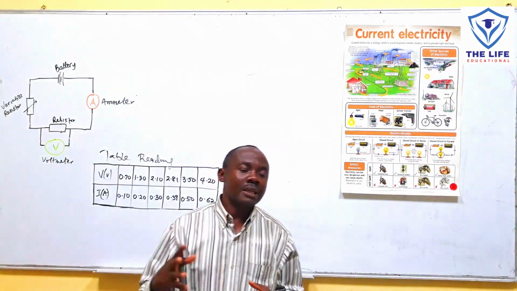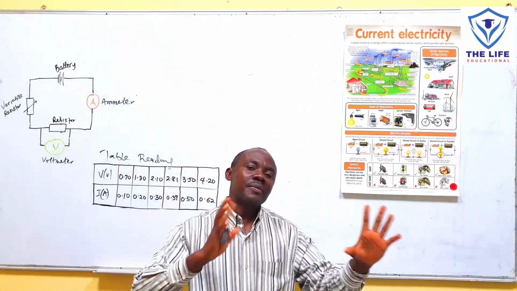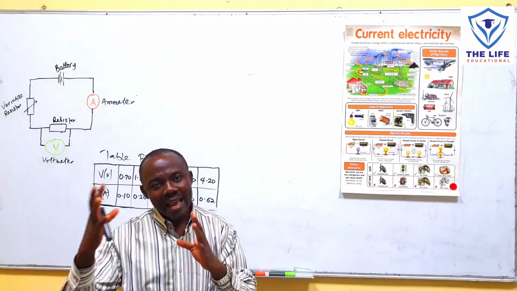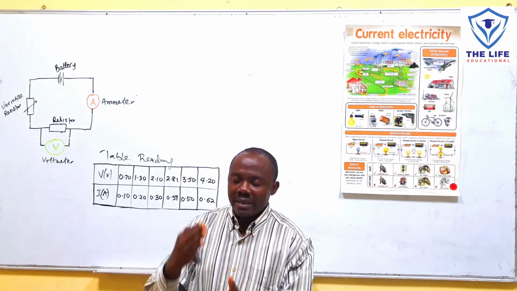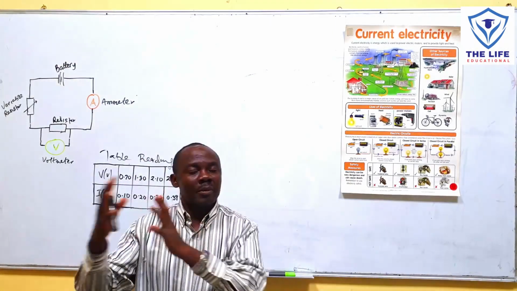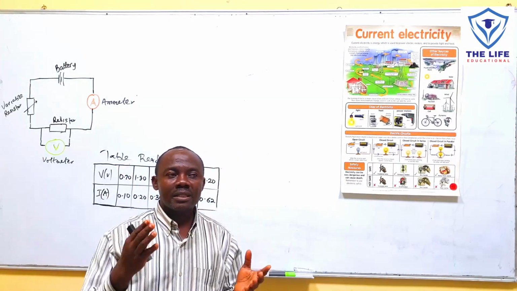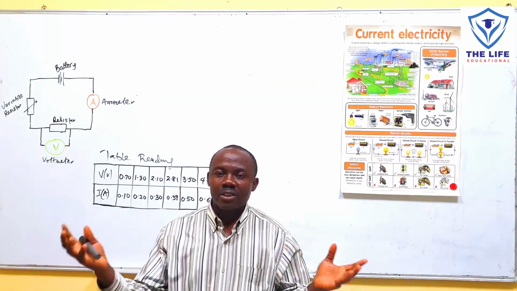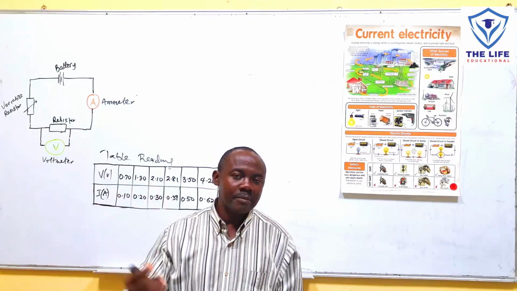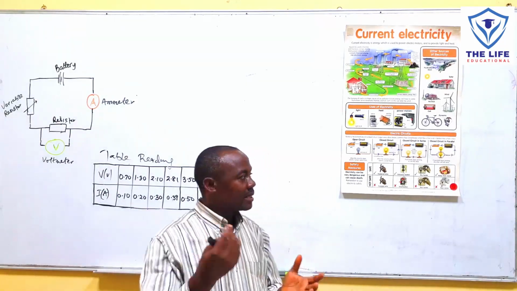Ohm's law states that the potential difference across the ends of a metallic conductor is proportional to the current flowing in the conductor, provided temperature and other factors remain the same, meaning that they are constant. What am I saying? Let's look at it.